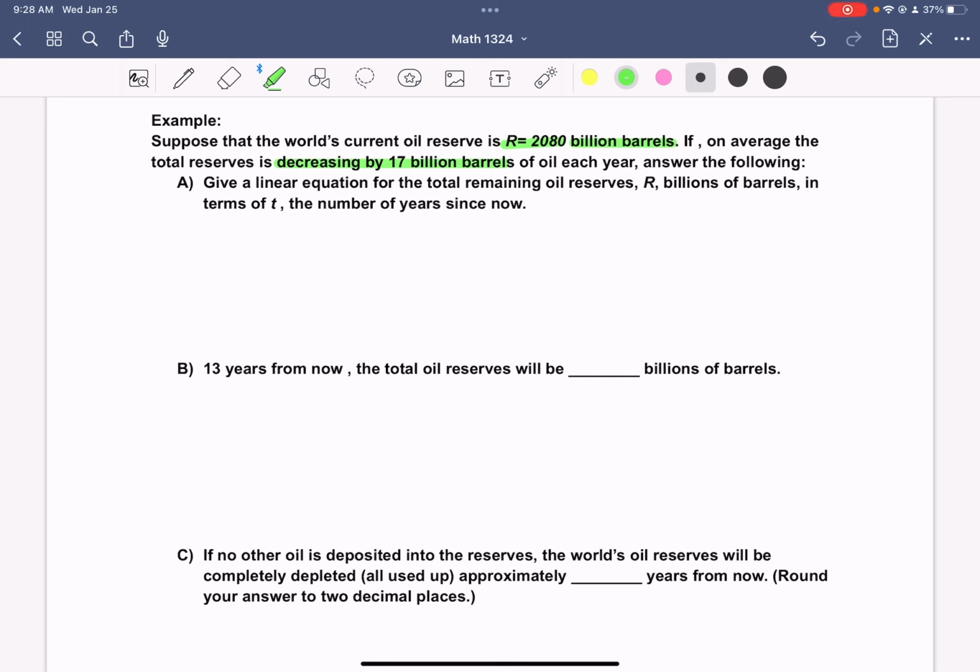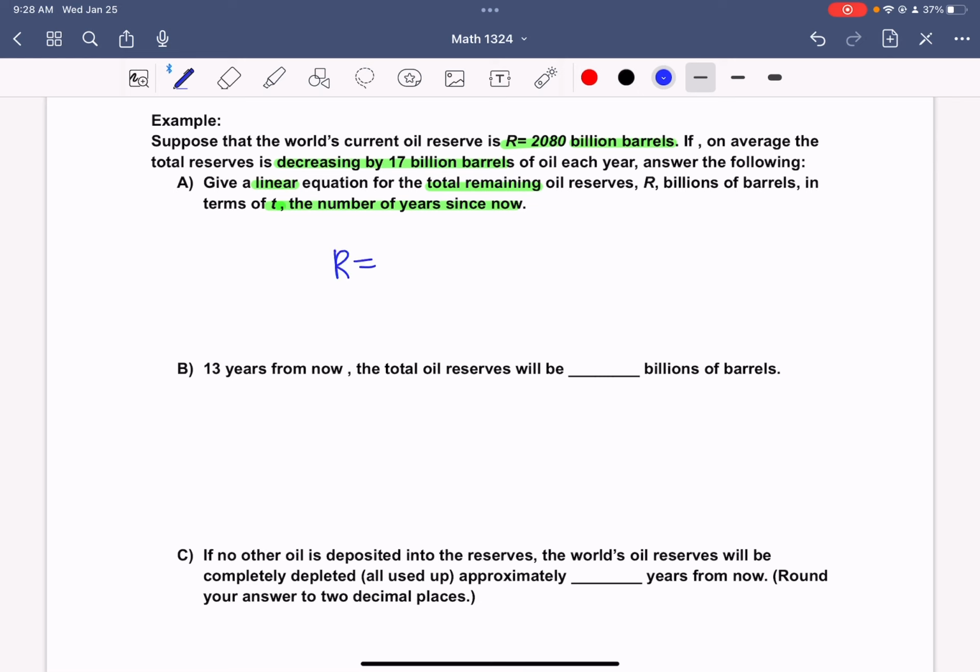Looking at this information, part A says give a linear equation for the total remaining oil reserves. So I'm looking for total remaining. R is going to be a variable in here, and T is going to be the number of years since now. Those are two important things to note, not only for the online homework, where you have to have the right variable, but also noting what those variables represent.